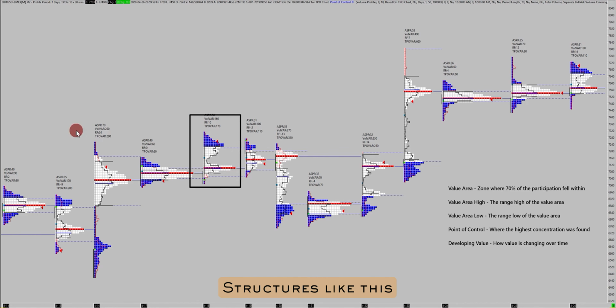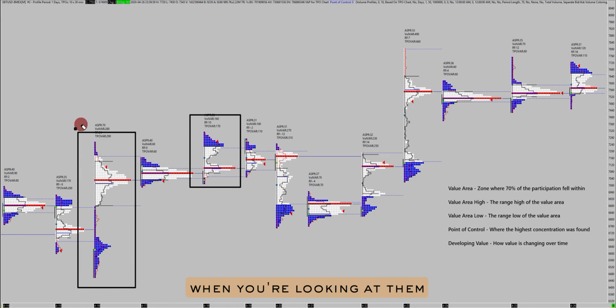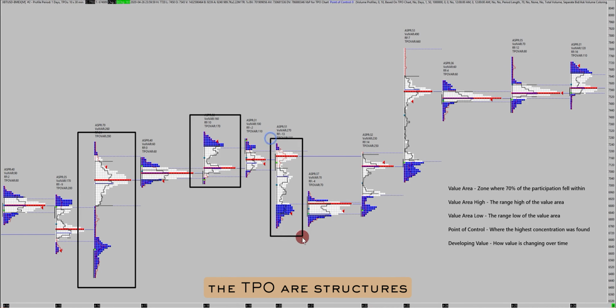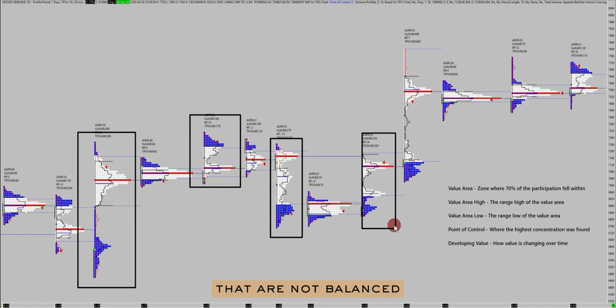Structures like this, which should immediately become obvious when you're looking at them, and this is the benefit of using the TPO, are structures that are not balanced. Okay, what they are, again, is value being reconfigured and redetermined at new prices. There is an imbalance. So a structure like this is an example of an imbalanced structure, and this is what we're going to be referring to.